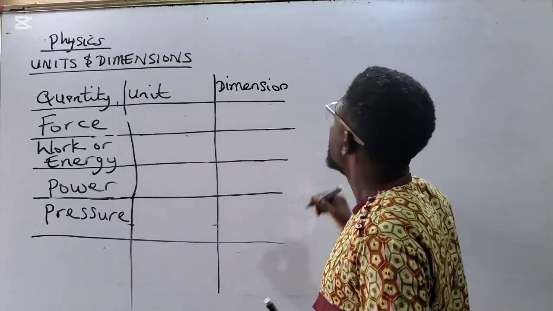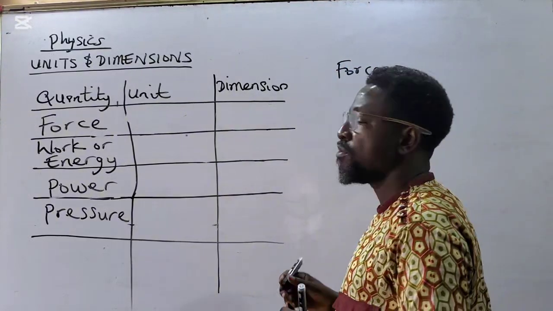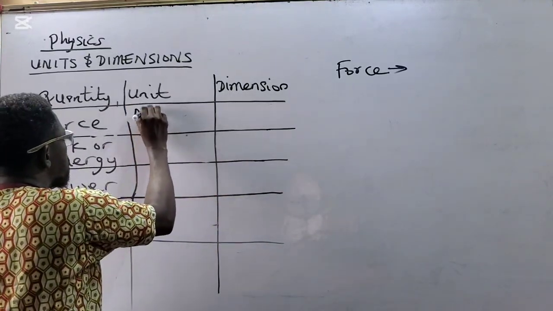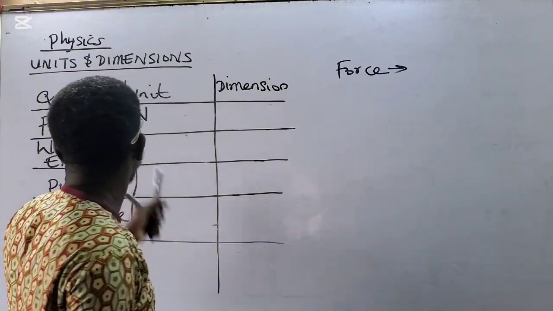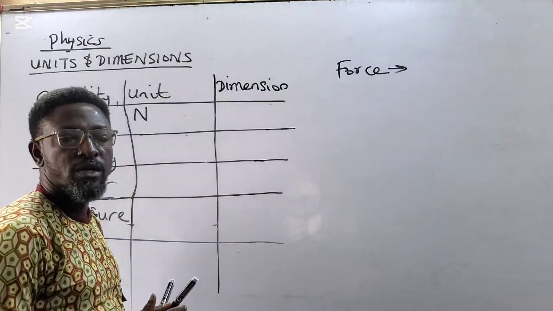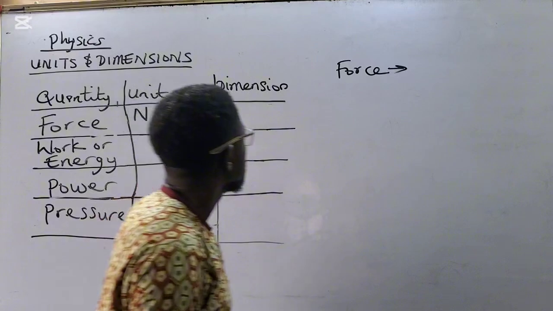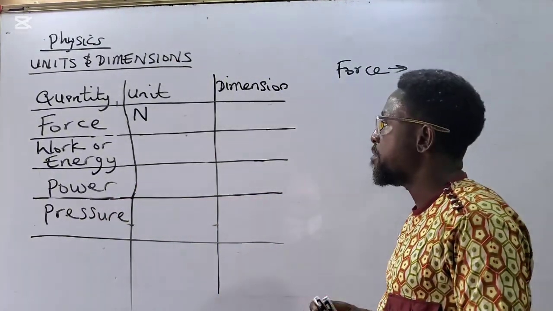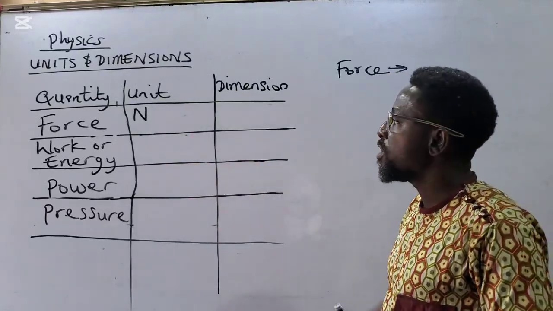Force. First of all, force. The unit of force is the newton. But now we cannot get the dimension of force from this newton here. We need to reduce this until we get to the fundamental units. We have to combine the mass, the length, and the time. So we need to get the equivalent unit to the newton.